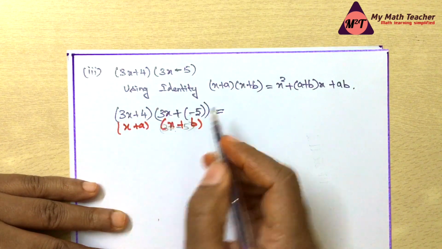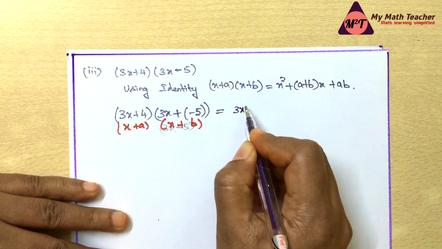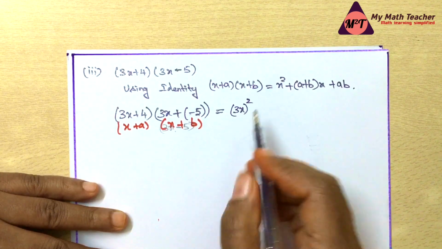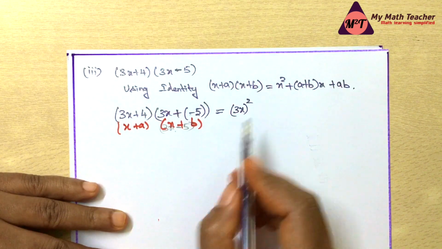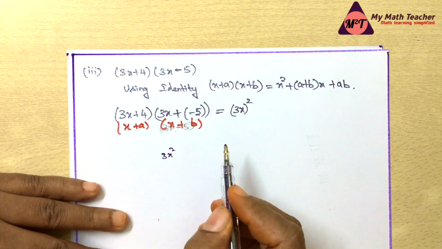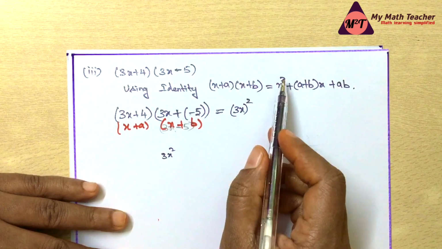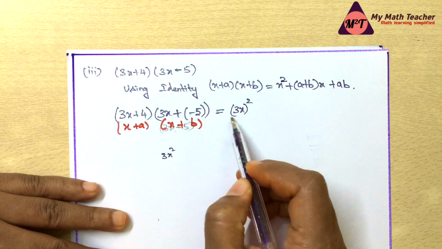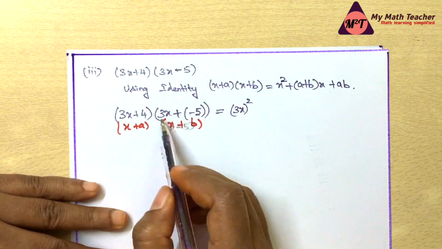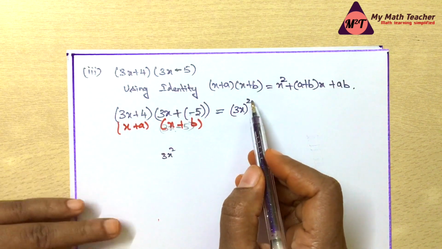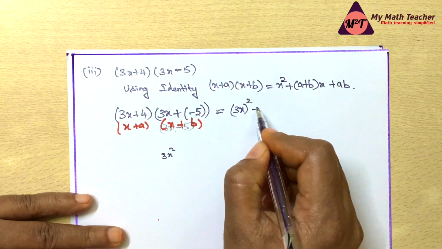In the place of x, we have 3x the whole square. Here you should not make the mistake of writing 3x square. That is totally wrong because the square is for the entire x value. The x value here is 3x. It is 3x the whole square plus a.